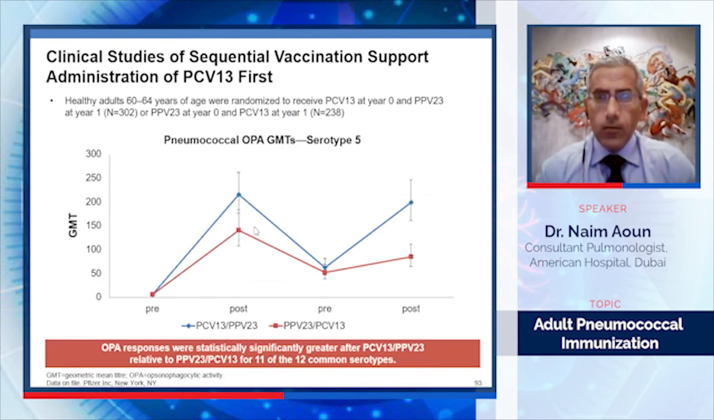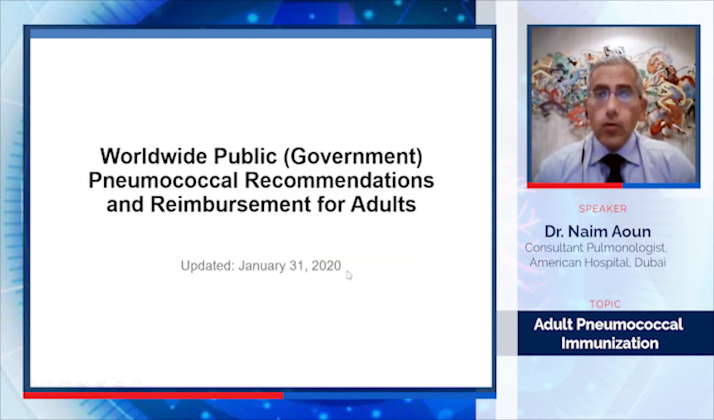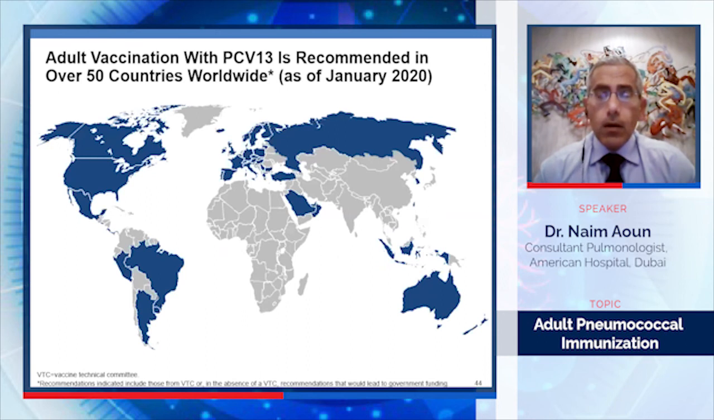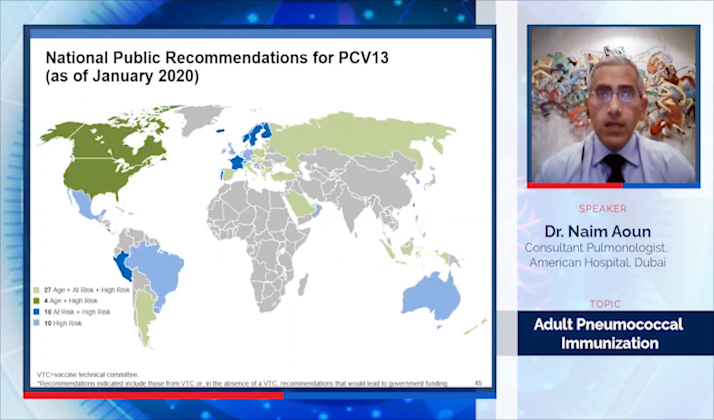Again, here we're looking at the immunogenicity levels, and we notice that there was a significant improvement, whether it was given before or after PCV13 administration. So, worldwide public government pneumococcal recommendation and reimbursement for adults. Adult vaccination with PCV13 is now recommended in over 50 countries worldwide, and this is as of recent as January 2020. There is also national public recommendation for PPV23 for different kinds of patients at risk.